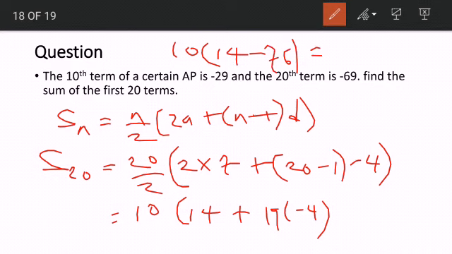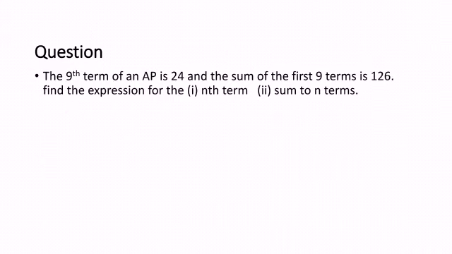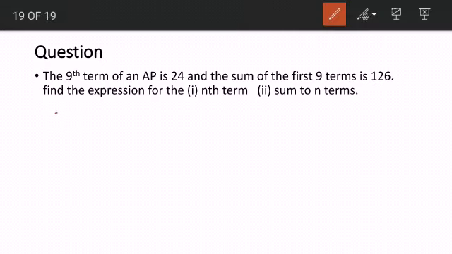So this is now equal to 10 times 14 times minus 76 is minus 62. Minus 62. So that gives us the final answer of minus 620. So we say that the sum of the first 20 terms is minus 620. That's quite easy. Now we look at this question here.